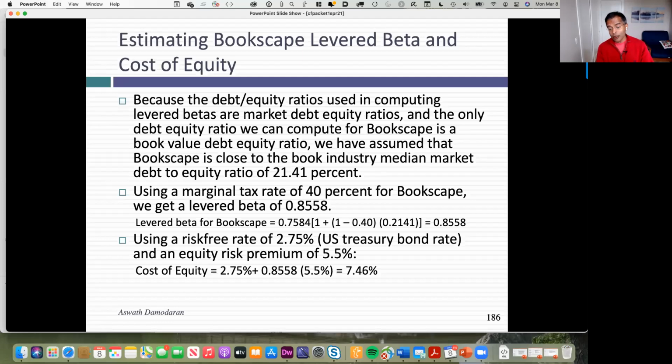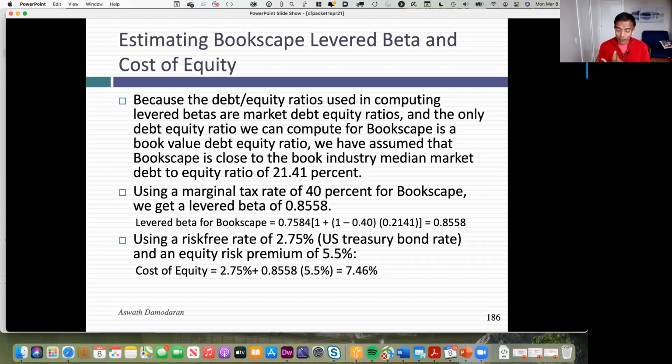I used the fact that her tax rate was higher than this because she paid personal taxes. She wasn't a corporation. She paid a 40% tax rate. The levered beta I came up with, using that 40% tax rate and the debt to equity ratio of the business, was 0.86.